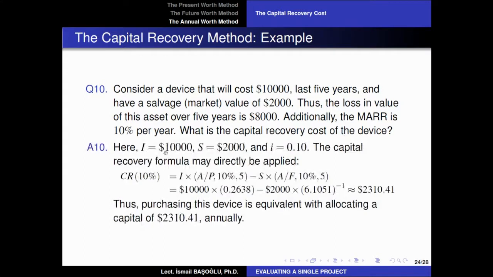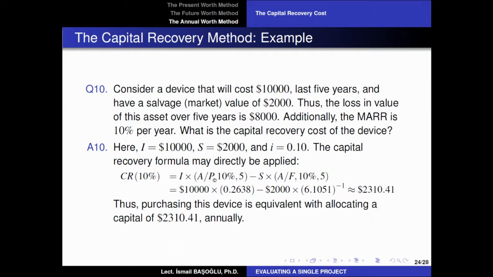Now, the initial cost is $10,000 and the salvage value is $2,000. The minimum attractive rate of return is assumed as 10%. As a decimal, it is 0.10. The capital recovery under 10% is the initial cost multiplied with the capital recovery factor, which is A over P under 10% interest rate for 5 years, minus the salvage value multiplied with the sinking fund factor under 10% interest rate for 5 years.